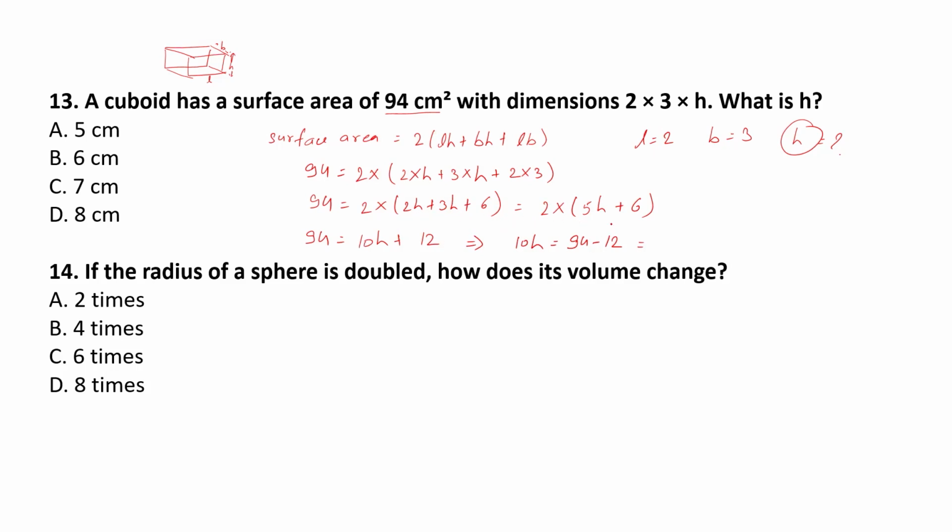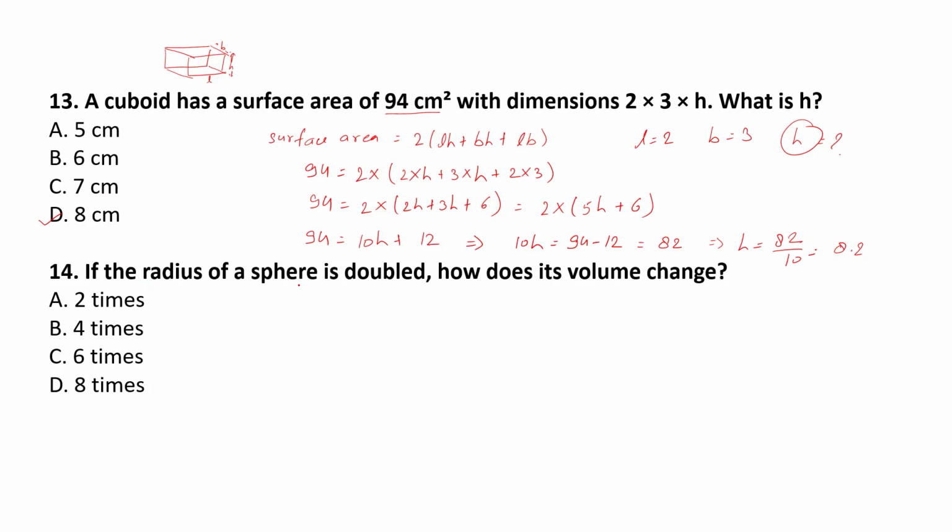Okay. So 94 minus 12 is 82. So now H will be 82 upon 10, and it will give you 8.2. So it is close to 8. So option B you can tick. So that is how you have to solve this problem.